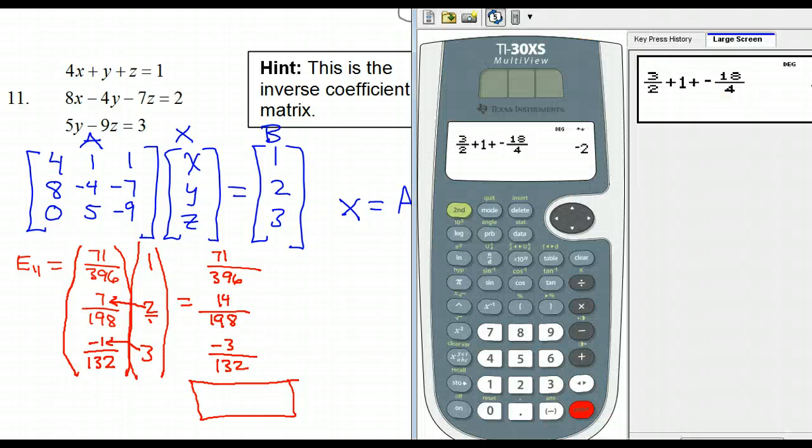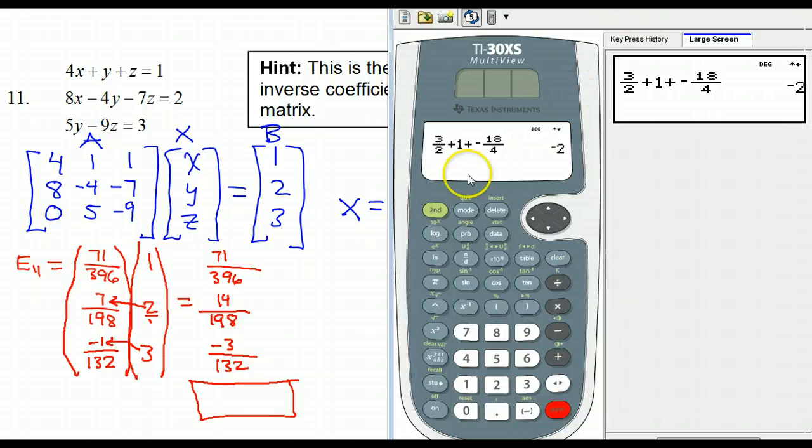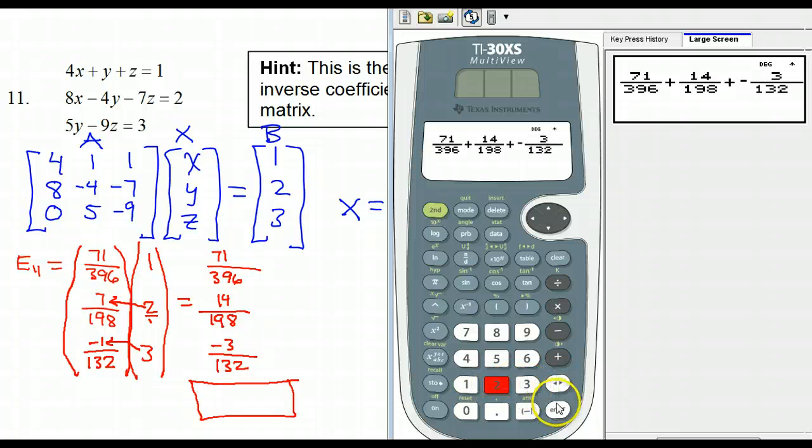So let's use our TI-30XS MultiView. So here I go. 71 over 396. Get out of the denominator. Plus 14 over 198. Get out of the denominator. Plus negative 3 over 132. That gives us 5 over 22.